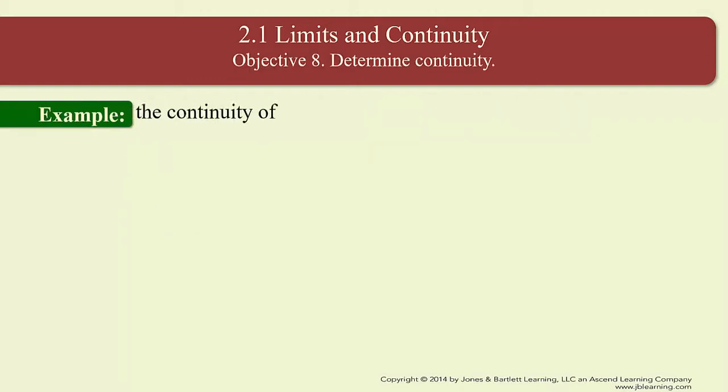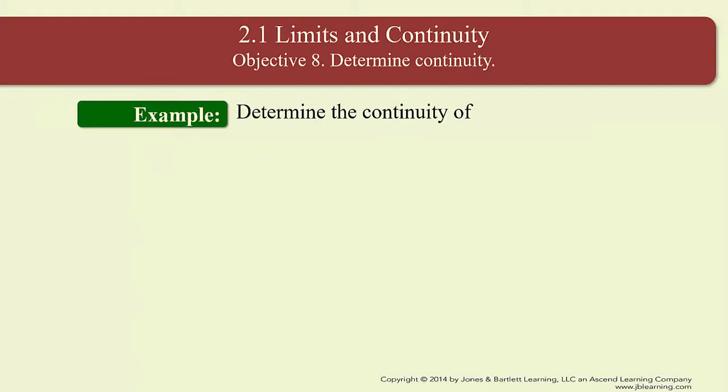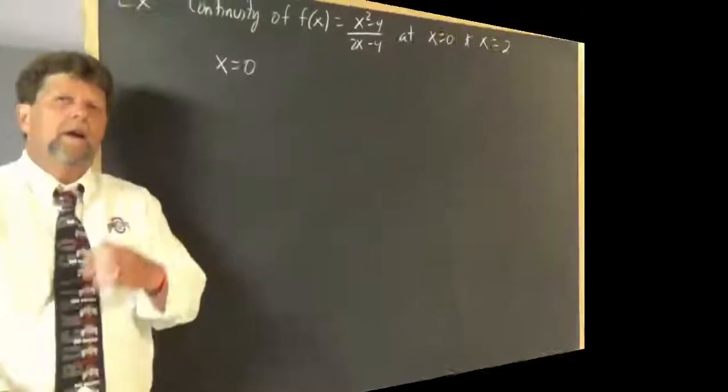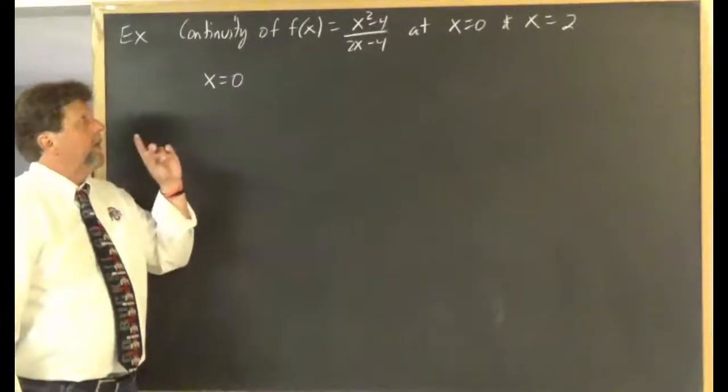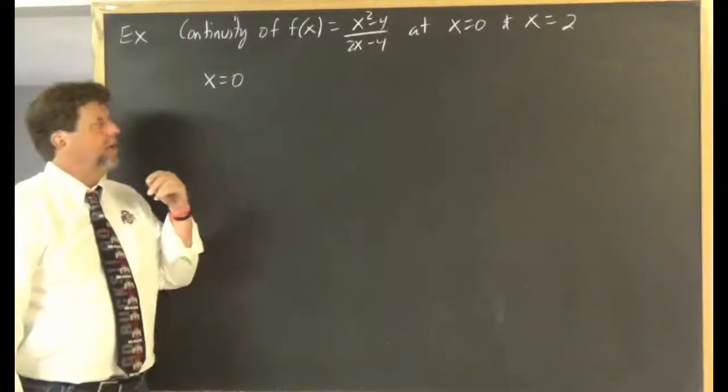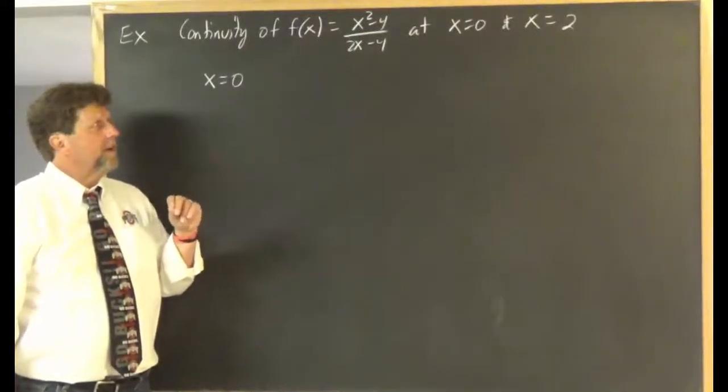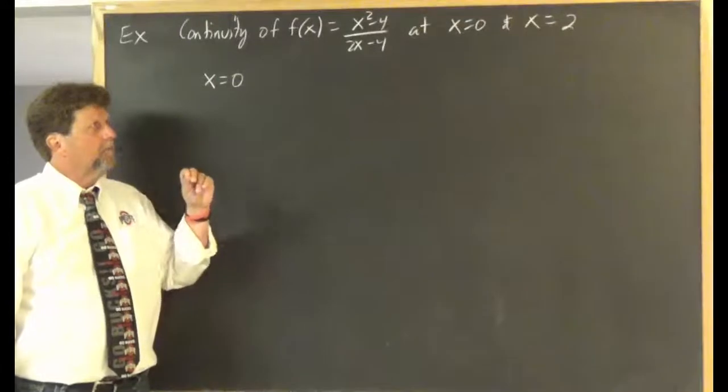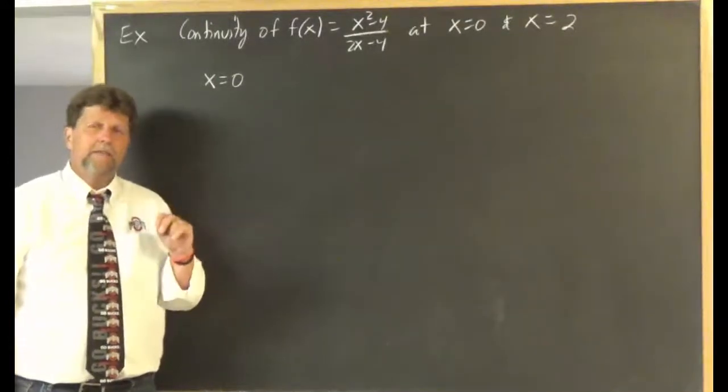So let's look at an example. Let's determine the continuity of the function x squared minus 4 over 2x minus 4 at x equals 0 and at x equals 2. Write this in your notes. Pause the video if you have to, because I'm heading off to the chalkboard to analyze the continuity at these 2 different values of x. All right, continuity is what we're looking at right now. We're asked to determine the continuity of f of x equals x squared minus 4 over 2x minus 4 at x equals 0 and at x equals 2.